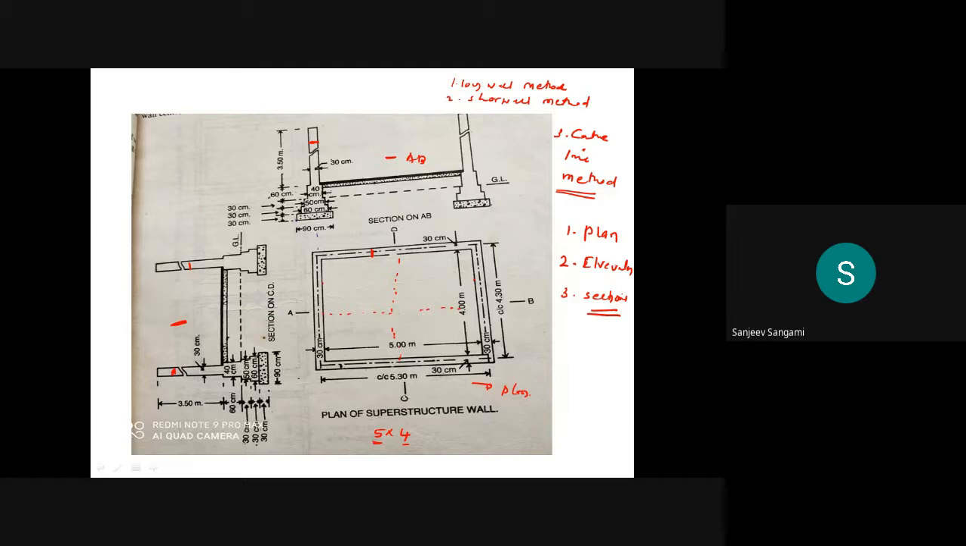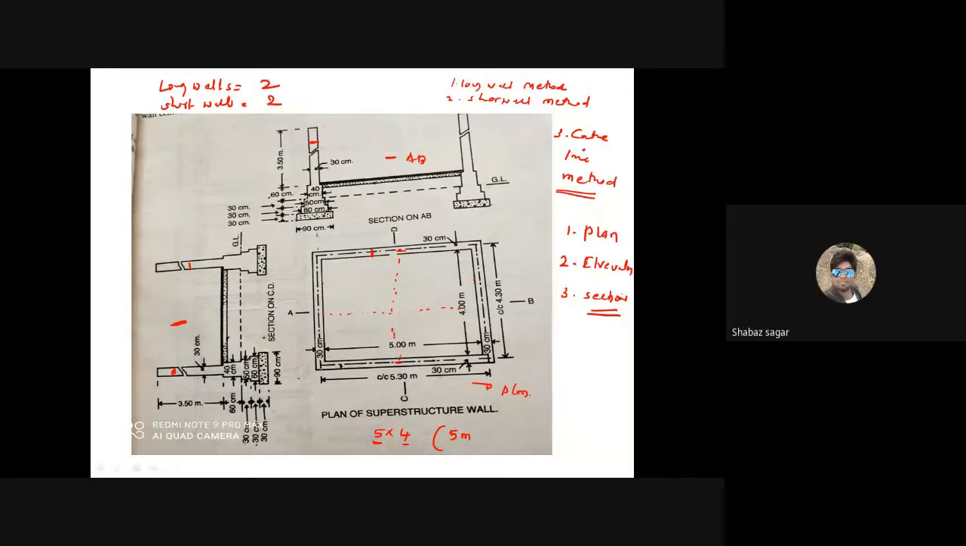Here, this is inner to inner 5 meters, and if you consider center to center, here 15 centimeters and here 15 centimeters. So how much will it be? How many long walls are there? According to this plan, there will be 2 long walls and 2 short walls.